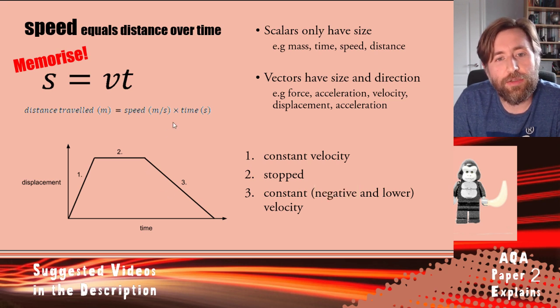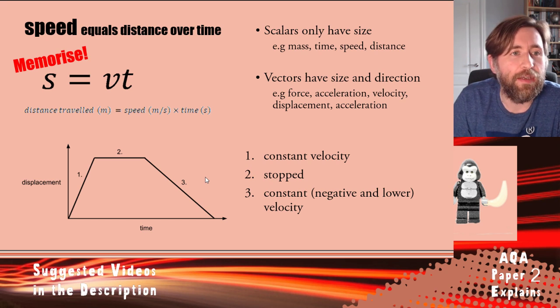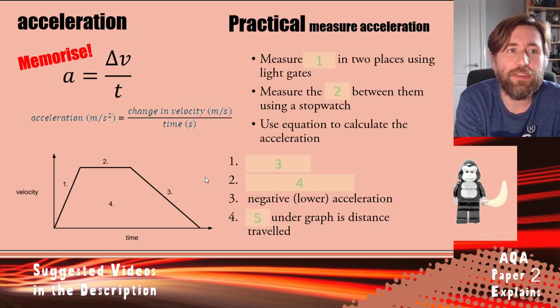And three is a constant, and it's negative, and it's a lower velocity as well, because it is less sloped, it's less steep, so the gradient is lower. Okay, that is speed. Now, acceleration, there's the equation for it.